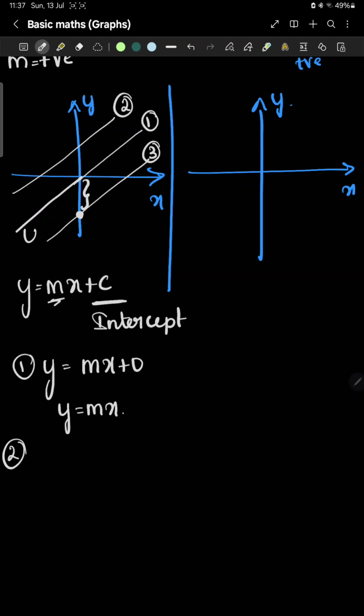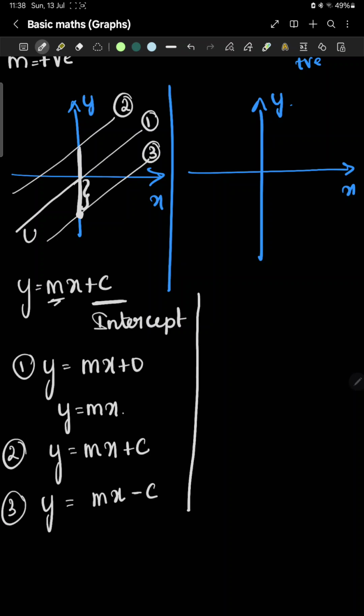In the second equation, see here the intercept is positive, so I will be getting y is equal to mx, and consider that c as plus c. That will be the equation of the second line. For the third line, see here the intercept is below the x-axis, which is on the negative y-axis. So I can write that as y is equal to mx minus c. So this will be the equation of a line which has a positive slope.